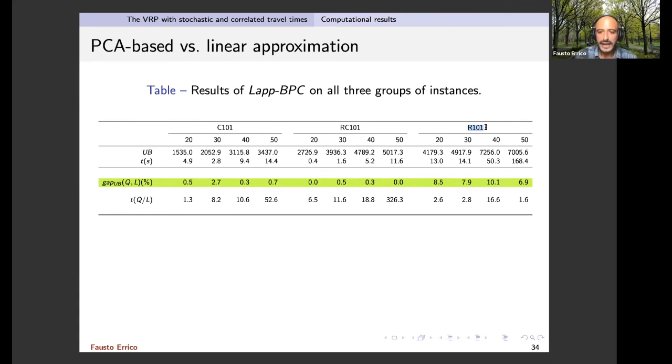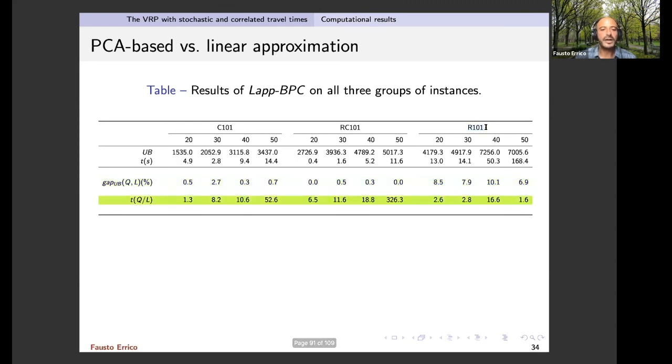We don't know why this happens, but in general, these instances tend to be more complex than the other ones. And as for the computing time, a number higher than 1 means that the quadratic is slower, and of course, as expected, the quadratic can be slower. It's a much more complex problem to solve.